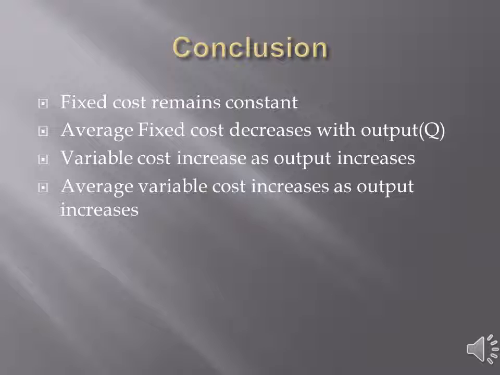Next thing is variable costs increase as output increases. It'll cost you a lot more to make 10 watches than it will 5 watches. More labor, more material, more packaging supplies. And your average variable cost increases as output increases. Same thing, the more you make, the more it costs.